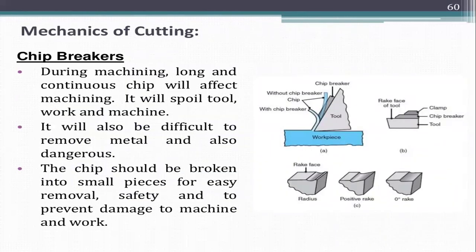Chip breakers. During machining, a long and continuous chip will affect the machining. It will spoil the tool, work and machine. It will also be difficult to remove the metal and also dangerous. The chips can be broken into small pieces for easy removal, safety, and to prevent damage to the machine and work.